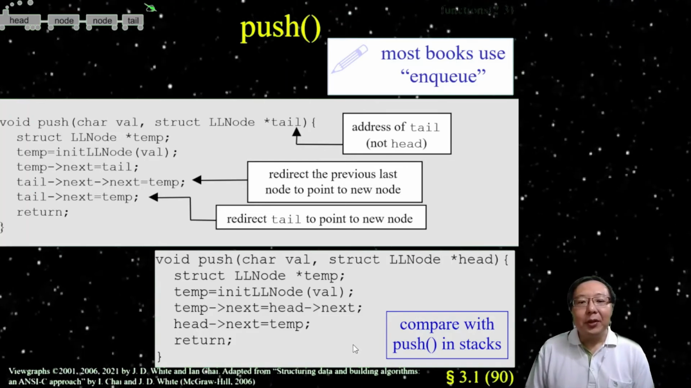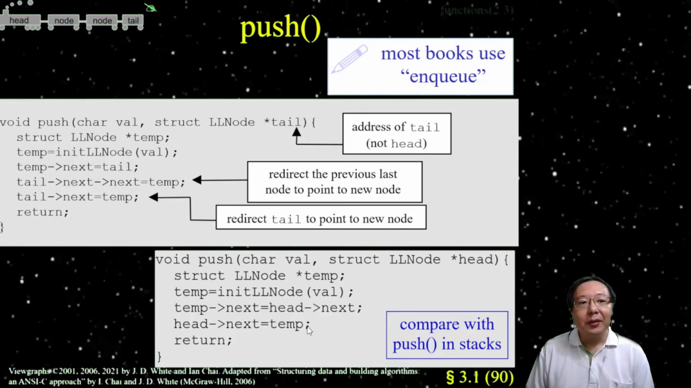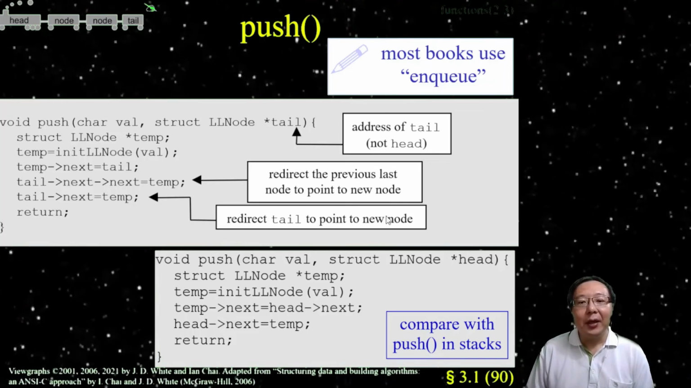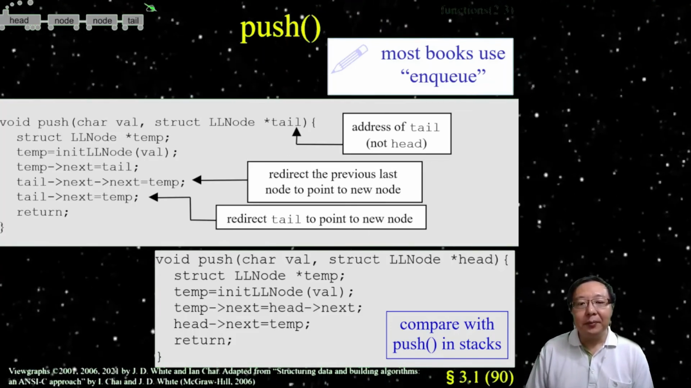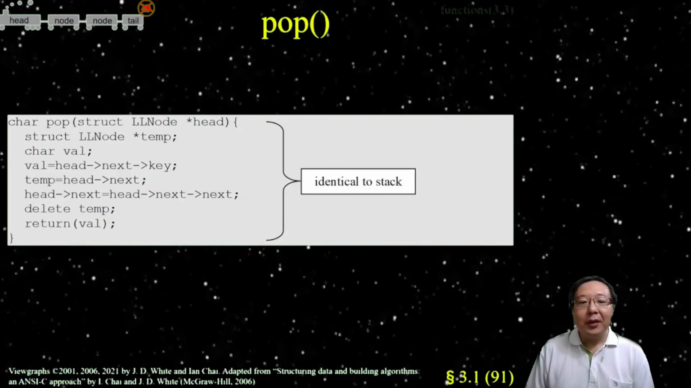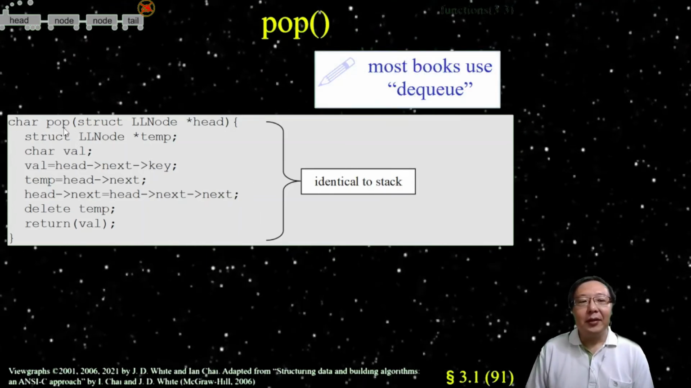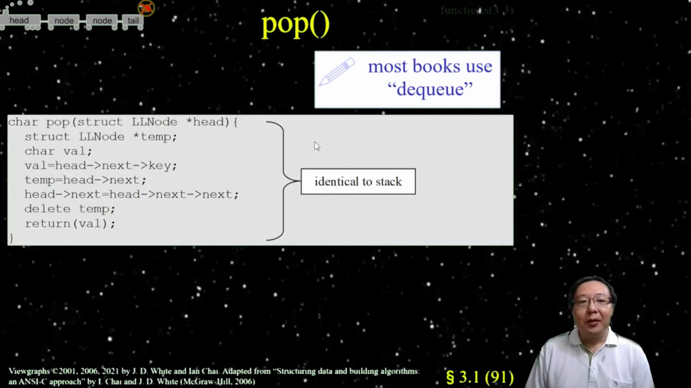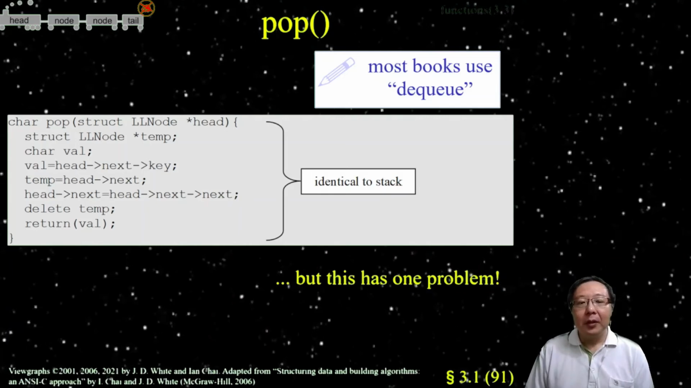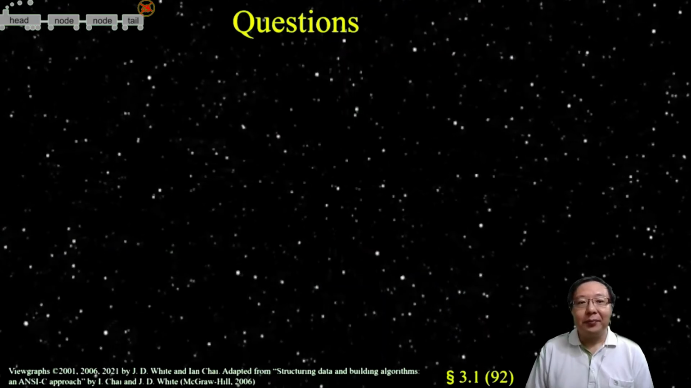So compare this with the push in stack, where we had this code here. So it's very, very similar, but only that instead of doing it to the head, we're doing it to the tail, see? The pop or dequeue is identical to the stack. There's no change, and that's why we kept the name pop, although most books would call it dequeue. However, this has one problem which we will find out about later.